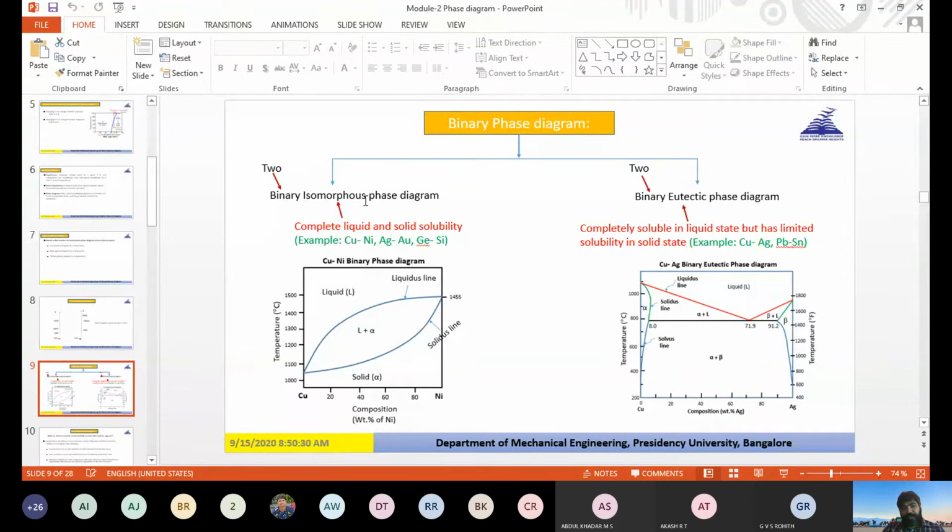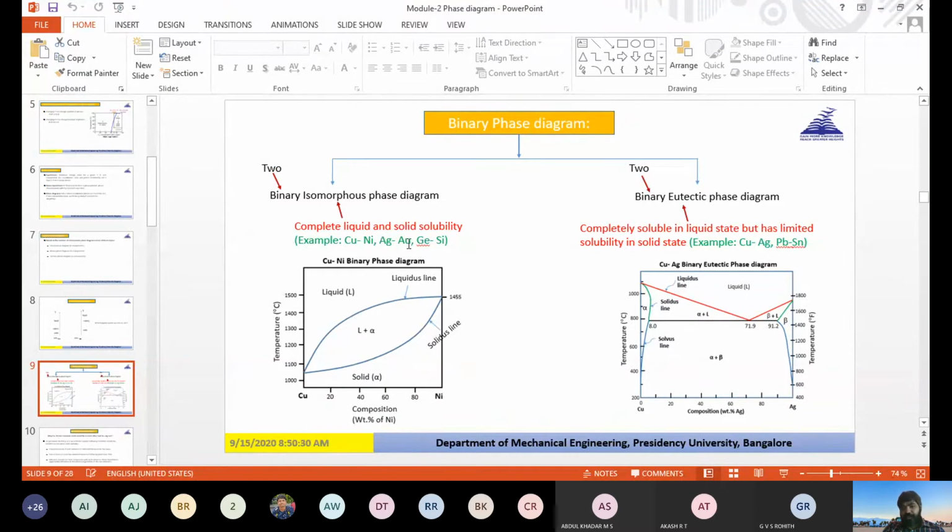In a binary isomorphous phase diagram, complete liquid and solid solubility is there, meaning the two components that you are going to add are soluble in each other in the liquid as well as in the solid condition. If you take copper nickel, then it will show complete solubility in each other, either in the liquid state as well as in the solid state.